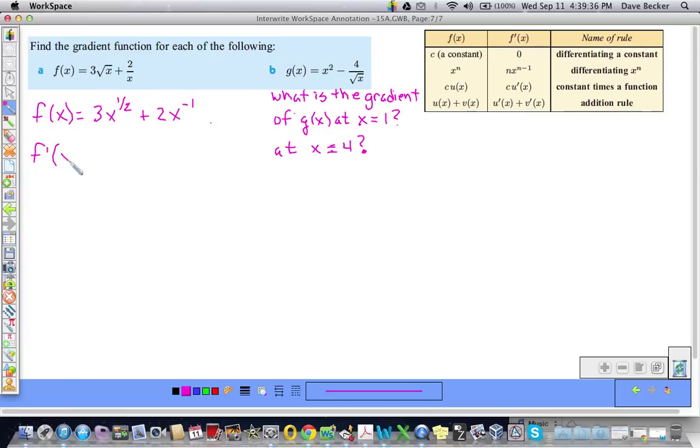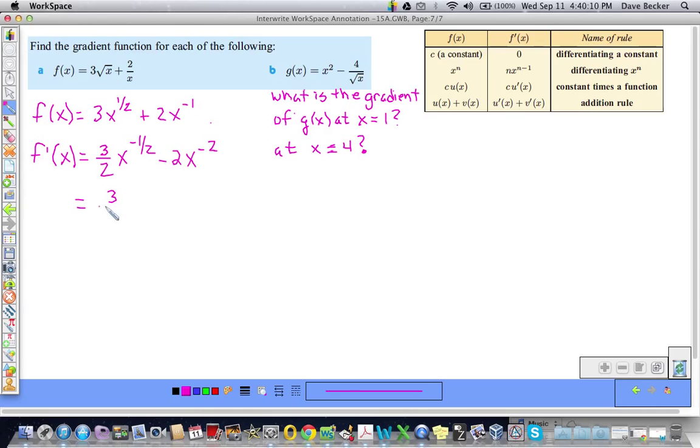So the derivative is equal to, this is my n, 1/2 times 3 is 3/2. X, 1/2 minus 1 is negative 1/2. Negative 1 times 2 is a negative 2. X, negative 1 minus 1 is negative 2. And I am going to clean that up. I don't like negative exponents, especially when they're fractions.